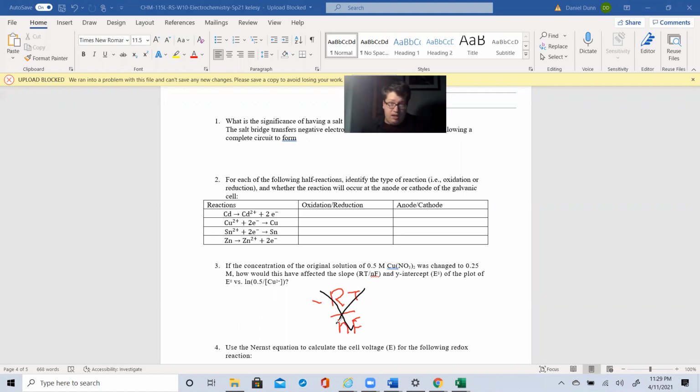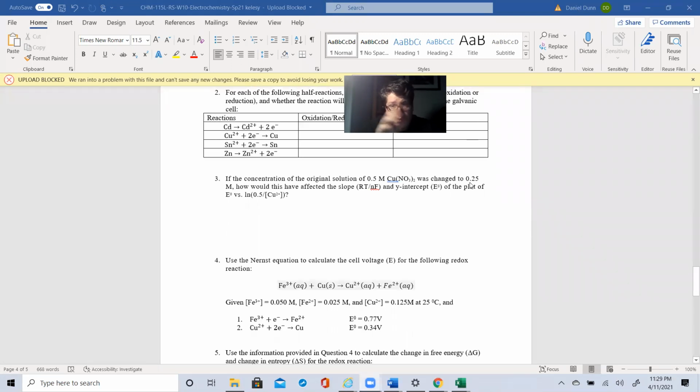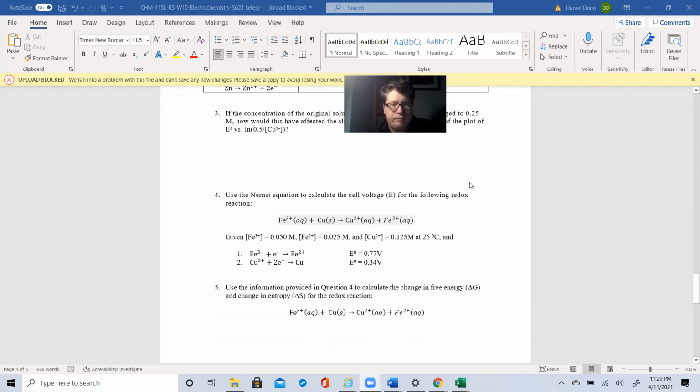I could make it super concentrated, where it's basically just super copper. It wouldn't affect anything really. Remember, E naught is just the energy potential. That's set for copper and zinc at 25 degrees Celsius. The only way I can change it is tweaking the temperature a little bit. So that also has no bearing. The change in concentration does not have bearing on the slope at all. We did it just to see what happens, but nothing happens.